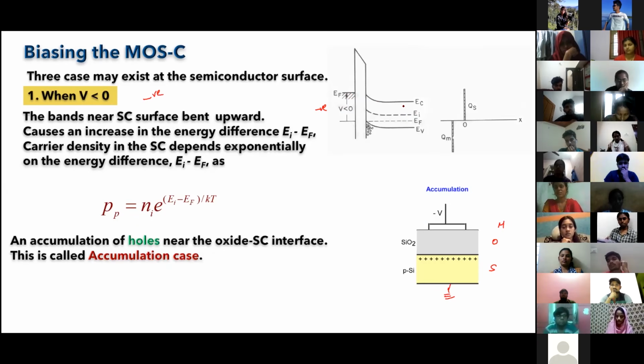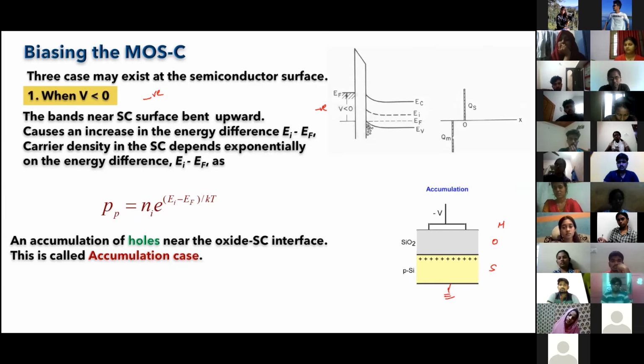So the bands which were flat at that time, because of the negative voltage that you apply, negative voltage means you're putting negative charges. So in the metal, the charges are negative here. That's a QM, which is deposited here, or which is stored in that. So the negative charges will be accumulated. According to that, it cannot be a completely one-sided charge. Equivalently, another charge should be developed or generated.